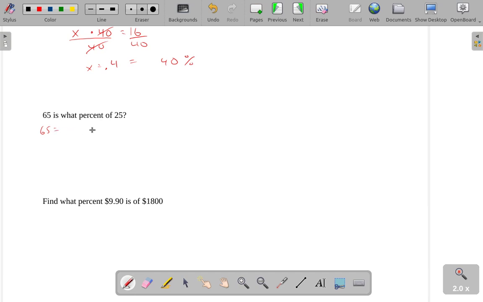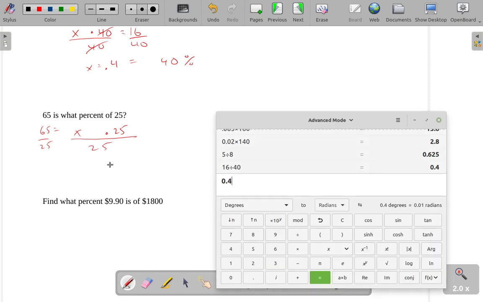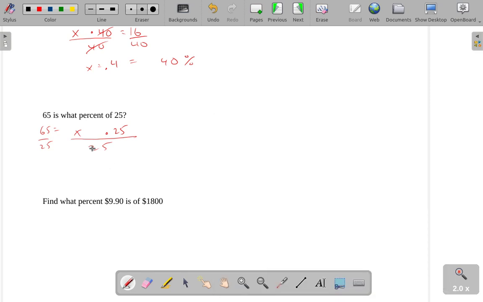65 becomes equals what percent of 25, and it looks like now I need to divide both sides by 25. We get 65 divided by 25 here, which is 2.6. So those cancel out. I get x equals 2.6. Now converting this to a percent, I move the decimal place 2 places to the right, giving me 260%.